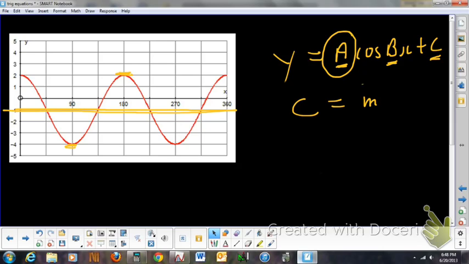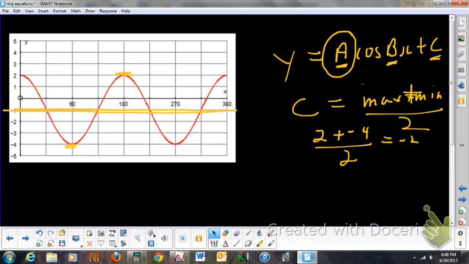So C, again, easy. We can identify the shift up or down, again using this formula, but it's plus. Max plus the min divided by 2. So again, the max is 2 plus a -4 divided by 2. -2 over 2 is -1. So guess what? There is your line of symmetry at -1, and we have now this much of the graph. Y is equal to 3 cos bx minus 1. That's how much of the graph that we have today.